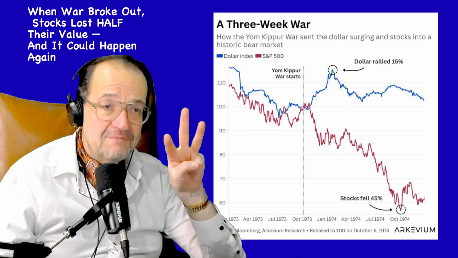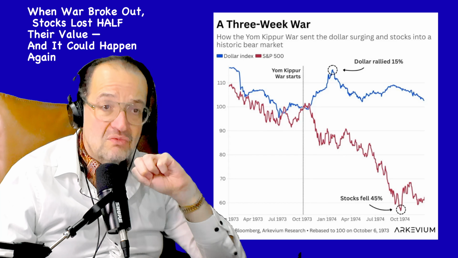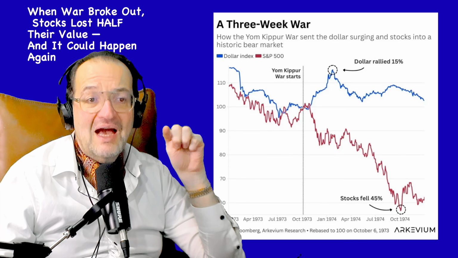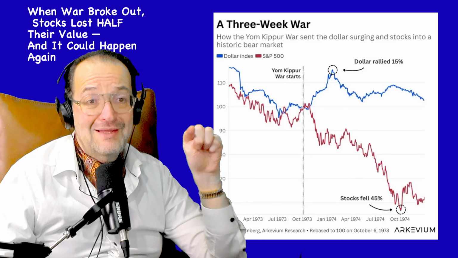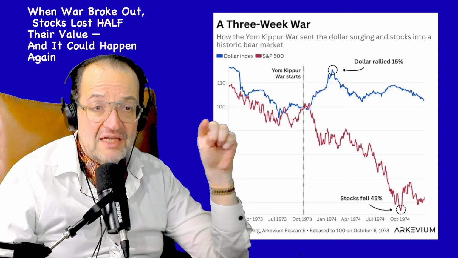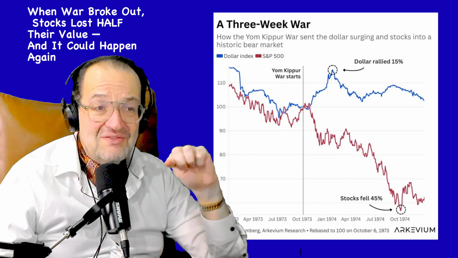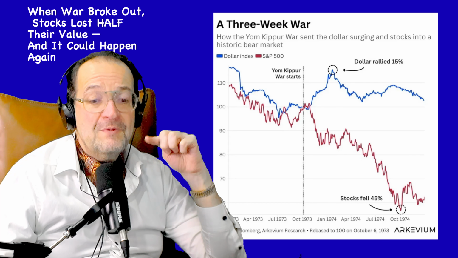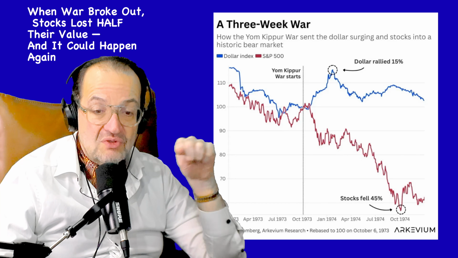Step number 3. Consumers get hit too. Gas lines stretch around city blocks. Americans are waiting hours just to fill up their cars. And why are they doing that? They are spending a massive chunk of their paycheck on gasoline alone. That leaves less money for everything else. Spending slows down, business slows down.